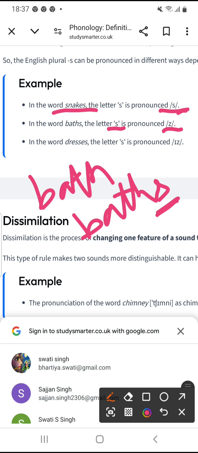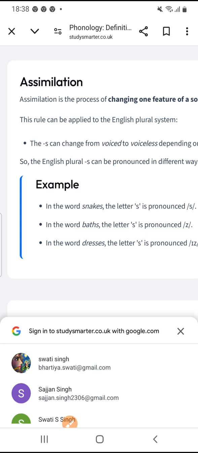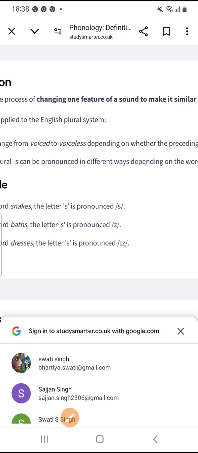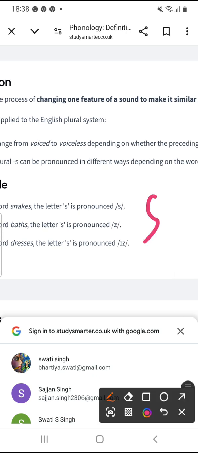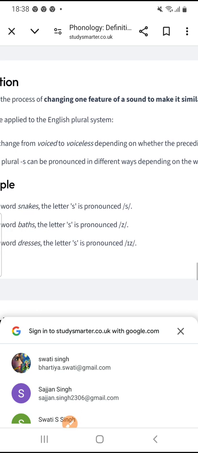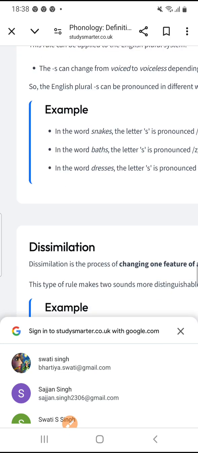In the word dresses, the sound is different again. So that is called assimilation. Assimilation is a process of changing one feature of a sound. Just putting s changes one feature of a sound to make it similar to another. So this sound change is the example of assimilation.